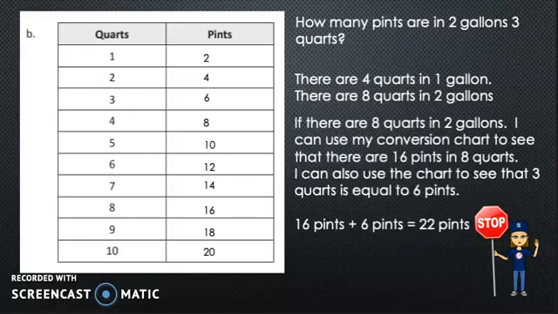If there are 8 quarts in 2 gallons, I can use my conversion chart to see that there are 16 pints in 8 quarts. I can also use the chart to see that 3 quarts is equal to 6 pints. So 16 pints plus 6 more pints is equal to 22 pints total. We just did a 2-step conversion. Great job, friends. Those can get a little tricky, so be sure to pause the video and take your time to work through the problems. Don't forget that you can also rewind and go through our work again together.